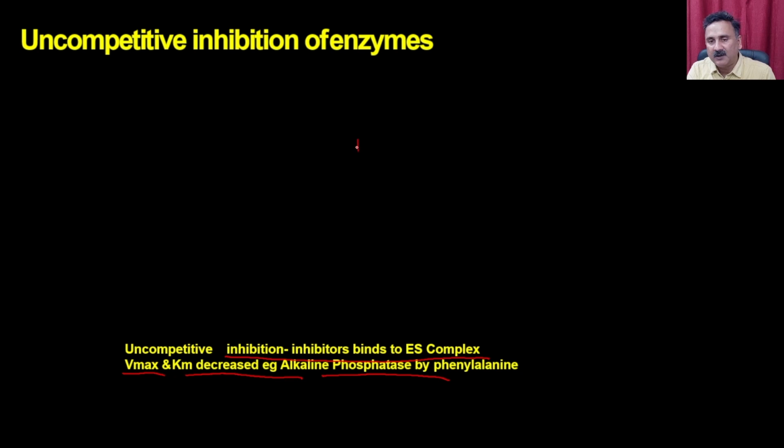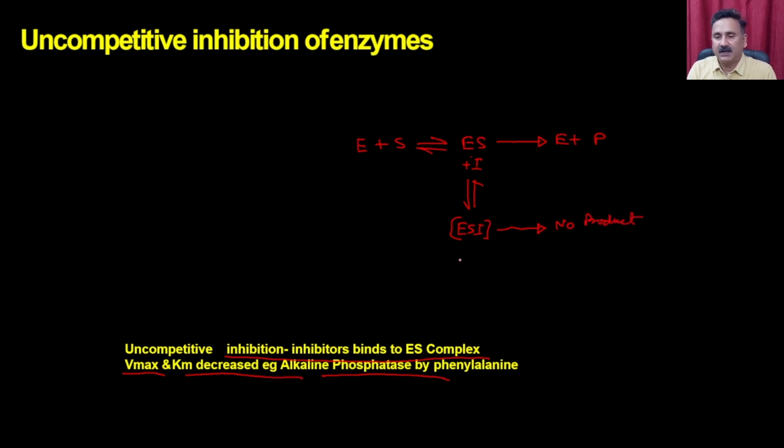So in this case, the enzyme is interacting with the substrate, forming the enzyme substrate complex. Then this enzyme substrate complex is converting into the enzyme plus product. Now, the inhibitor does not have any affinity for the enzyme, but when the substrate binds and forms the enzyme substrate complex, then it interacts with the enzyme substrate complex and forms the enzyme substrate inhibitor complex. And this does not allow any kind of process, so it's going to give you no product. This is exactly what is going to happen.